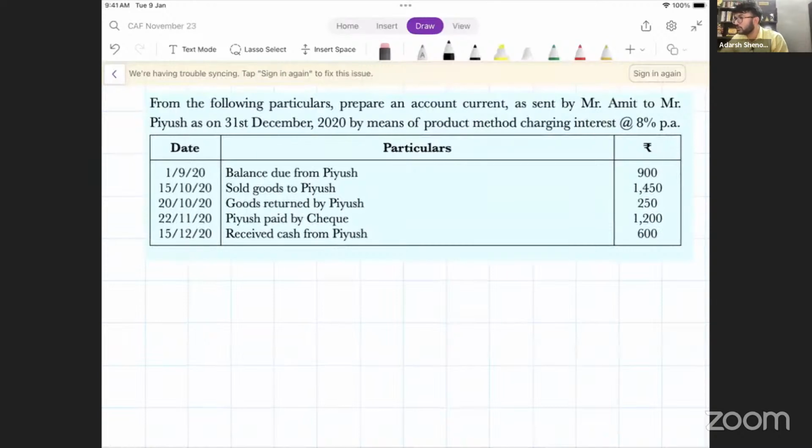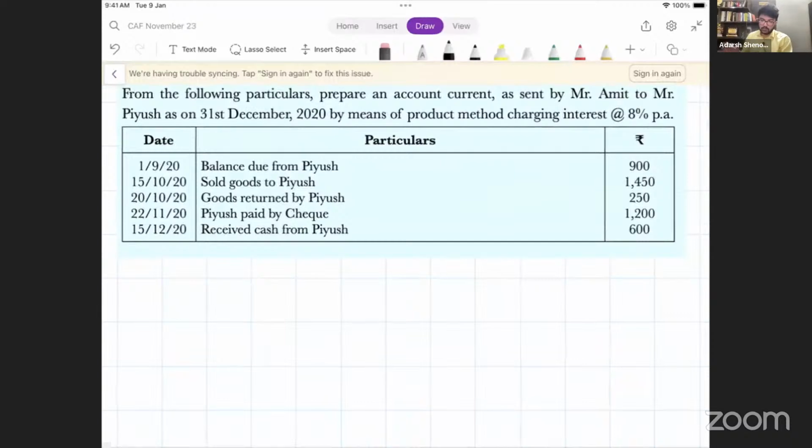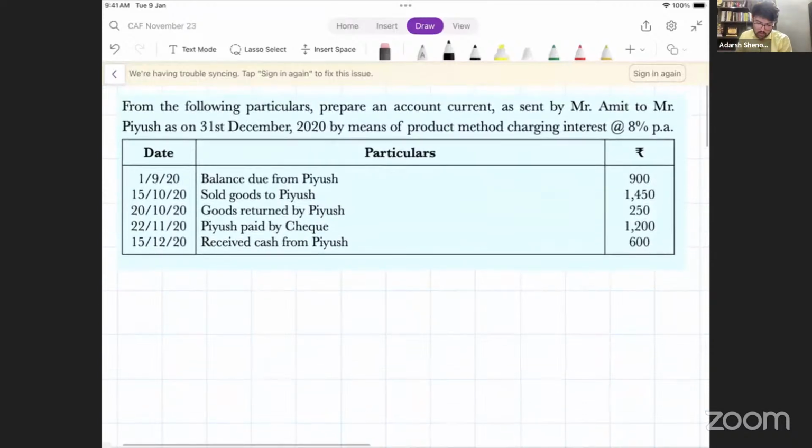So here, the problem is not the accuracy of your answer. It's more about efficiency, doing it fast and doing it correct. Okay, so now let's discuss this particular concept quickly. I'll just start with the problem. I'll not waste too much time. From the following particulars, prepare an account current as sent by Mr. Amit to Mr. Piyush. First thing you have to recognize is who is preparing the account current. That's the most important concept. Whoever is sending it is preparing it.